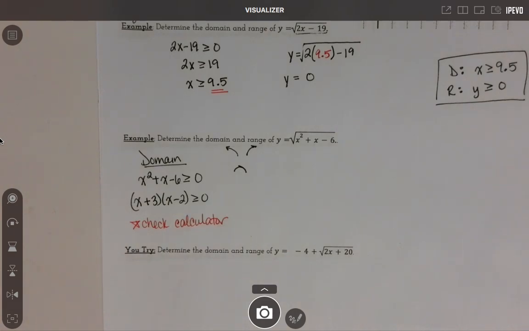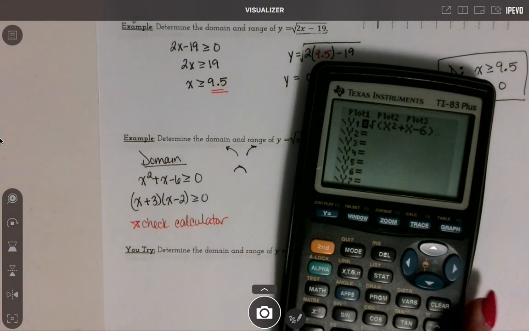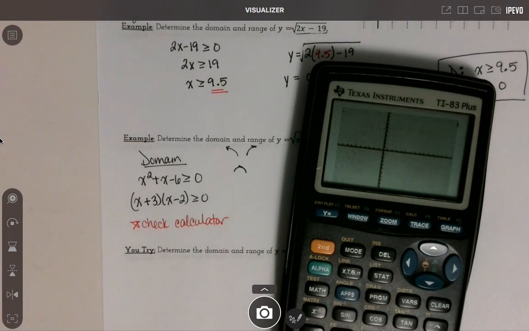So I'm going to put this in my graphing calculator. I have x squared plus x minus 6. So I just typed it in. I'm going to hit graph. And I see two separate pieces.